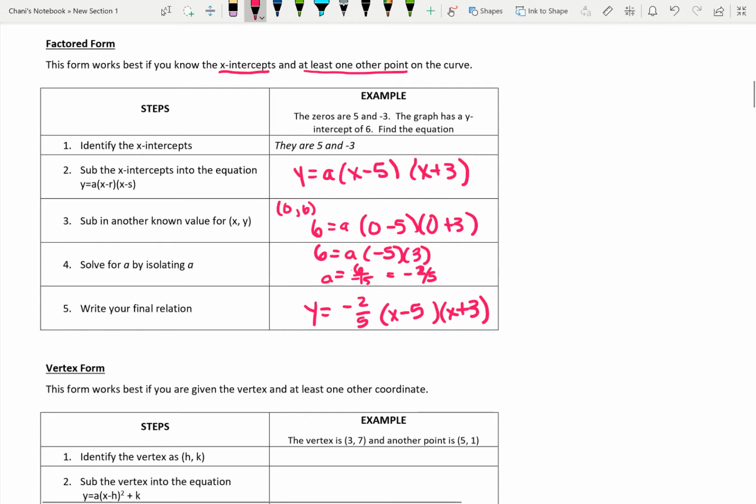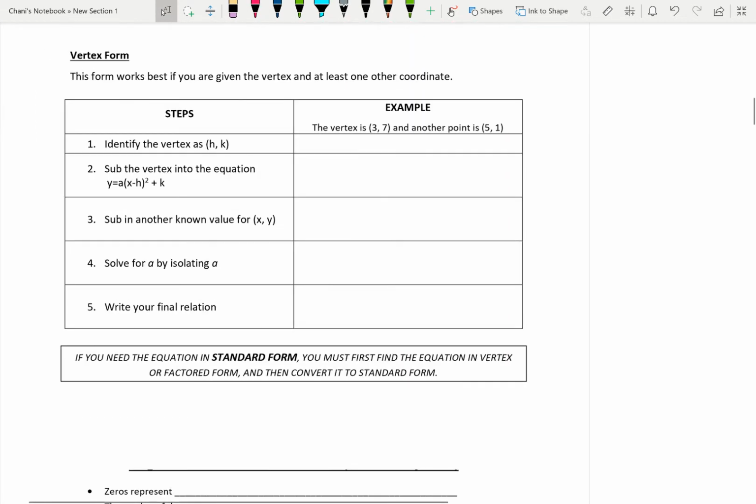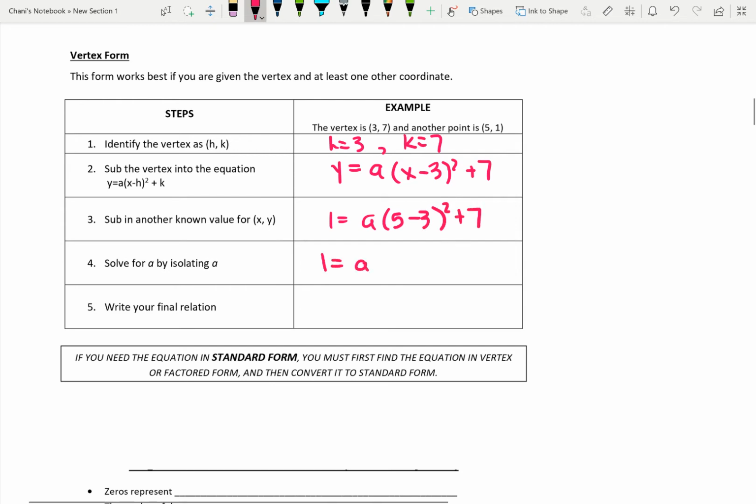Okay, so vertex form works best if you're given the vertex and at least one other coordinate. So in this case, our vertex is h is 3 and k is 7. So we sub that into vertex form. Then we sub in another known value, so 5, 1. So 1 equals a, bracket 5 minus 3, all squared plus 7. So 1 equals a, 2 squared plus 7.